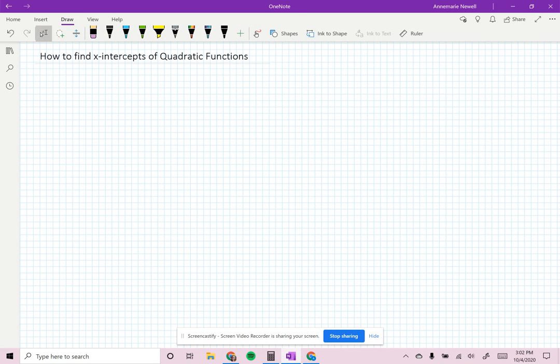So here is an example function. We're going to be using f of x equals 4x squared plus 16x minus 9. Okay, so we have dealt with factoring and we have found x-intercepts by factoring. So I wonder, is this a factorable quadratic?